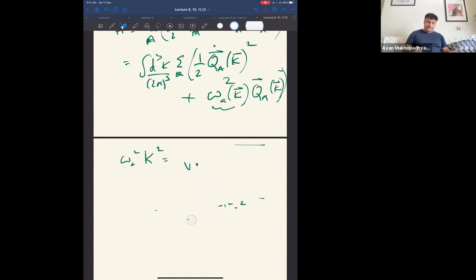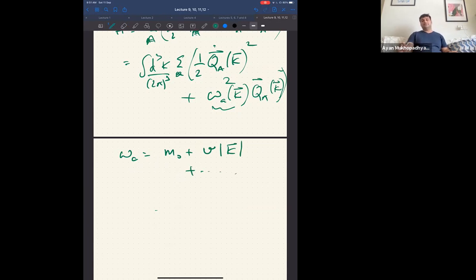So I would just simply, for the moment, parameterize it as something like m naught squared, where m naught doesn't have a dimension of mass, but some other right dimension that's necessary. And omega a would be equal to, sorry, let me write down a general relation. Omega a is equal to m naught plus some v mod k, plus some higher order terms. For the moment, let me just write it down like this.